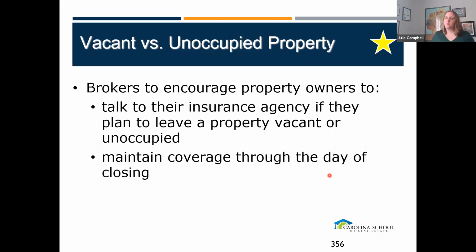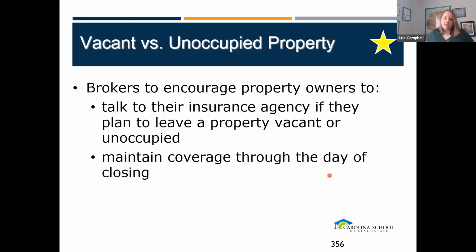So we need to encourage the property owner to talk to their insurance agent if they're going to leave the property vacant or unoccupied. Yes, their rates will go up, but make them understand they won't be covered if they don't notify the insurance company. And your seller has to maintain coverage through the day of closing.